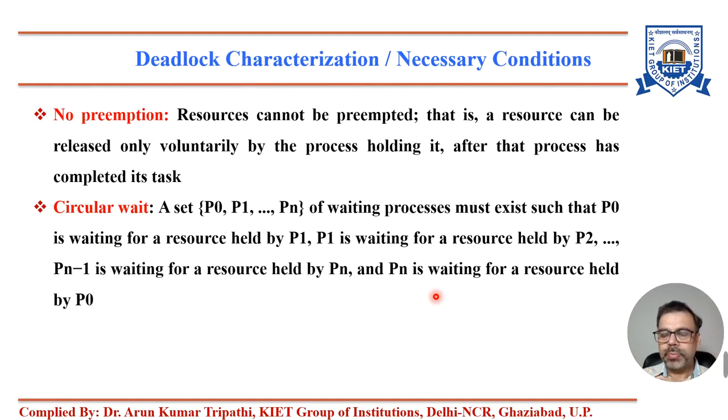No preemption. No process can preempt a resource from another process until it voluntarily releases it. Then circular wait: if process P1 is waiting for process P2 to release, P2 is waiting for P3 to release, and P3 is waiting for P1 to release, such a wait is known as circular wait. So for a deadlock, these four conditions must occur simultaneously.